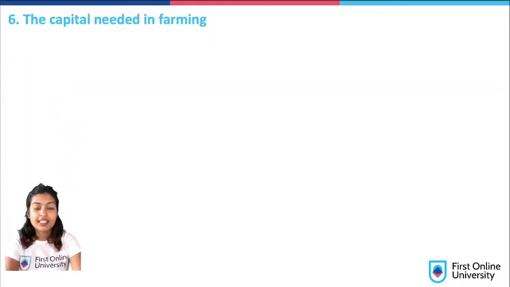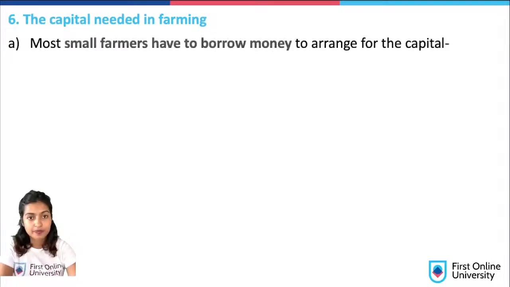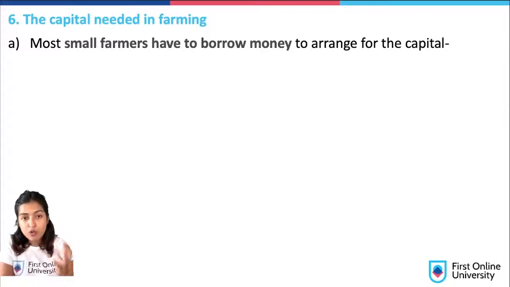Next, let us see the final one, that is the capital that is needed in farming. Like I mentioned earlier, physical capital is ultimately termed as capital for the convenience in this chapter. Most small farmers have to borrow money to arrange for the capital. Like I've told you, small farmers have very small pieces of land. So small pieces of land means less production.